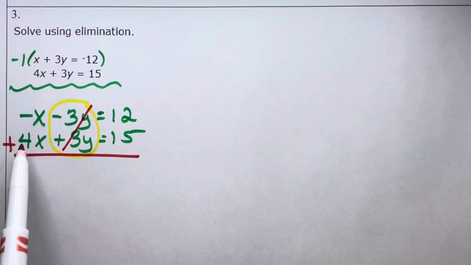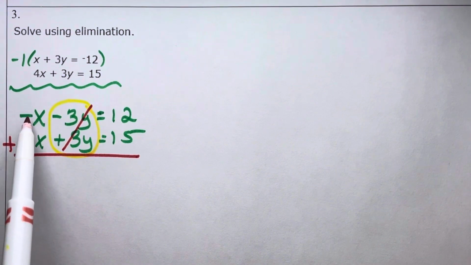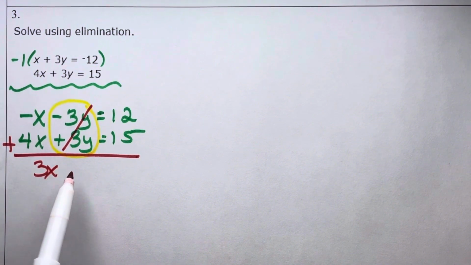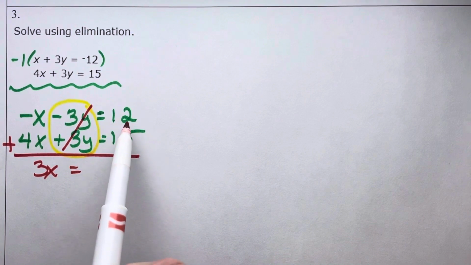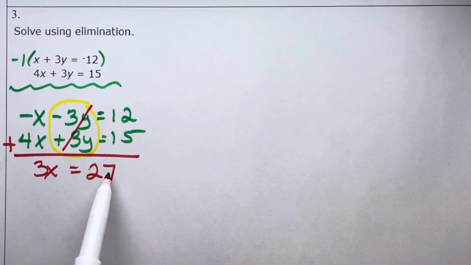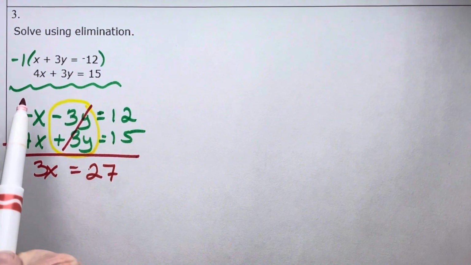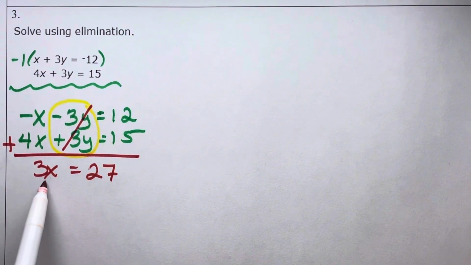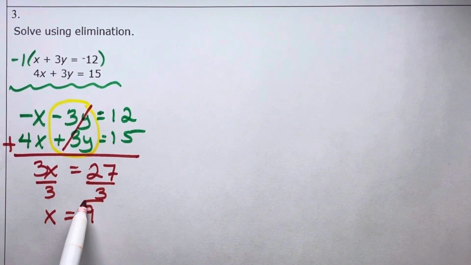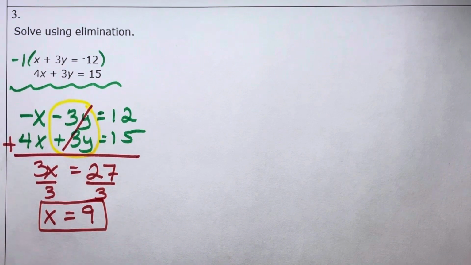So what happens with our x's? We have negative 1 plus 4. So negative x plus 4x makes 3x equals 12 plus 15. Well, that's going to be 27. Okay? So we've just added straight down. And to finish this off, we'll divide both sides by 3 so that we find that x has a value of 9. All right, we've done the hard work. Let's just finish it off.